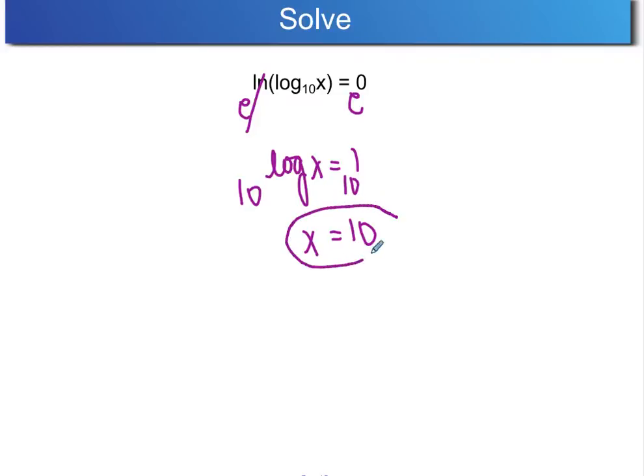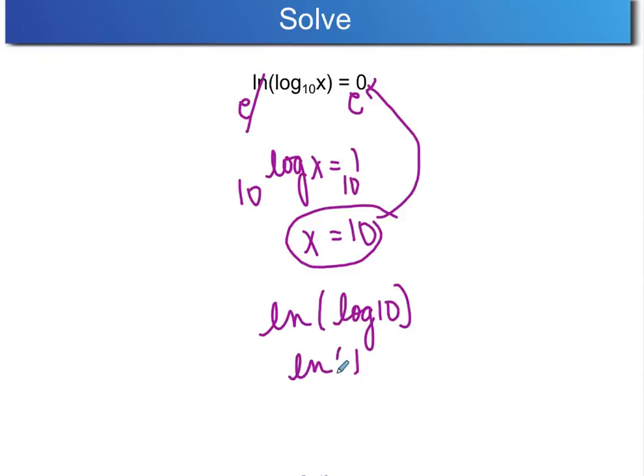And again, you should always double check that it works. And of course it does. Let's just do it. ln of log base 10 of 10. Log base 10 of 10 is 1. ln of 1 is 0.